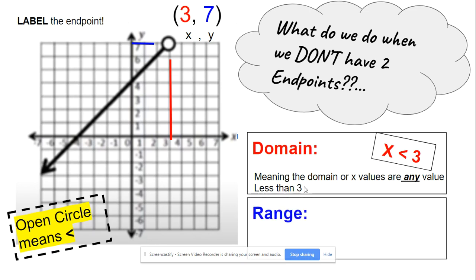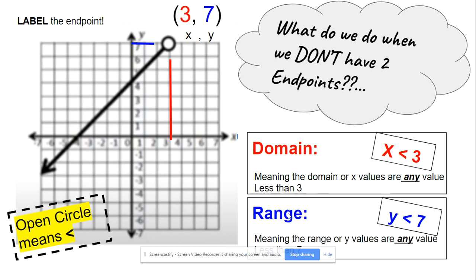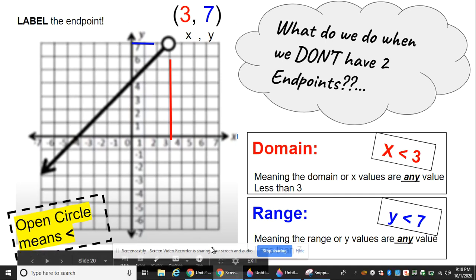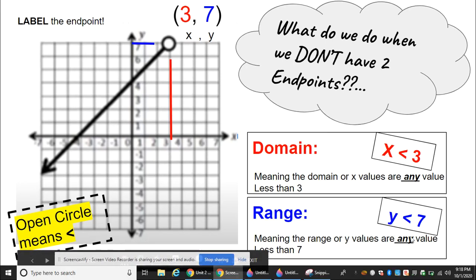So doing the same thing with our range, our range is 7. Here's the highest it goes. That's our highest value. So 7 is the largest value we're going to have. So it should be y is less than 7. So any value less than 7 could be a part of your range. So you say y is less than 7, meaning the range or y values are any value less than 7.